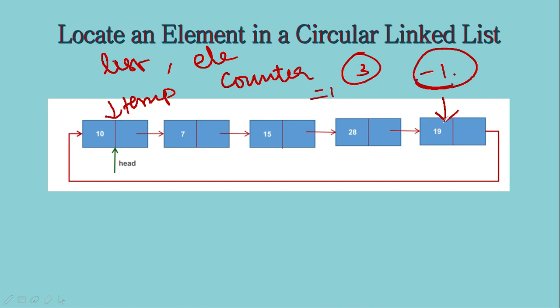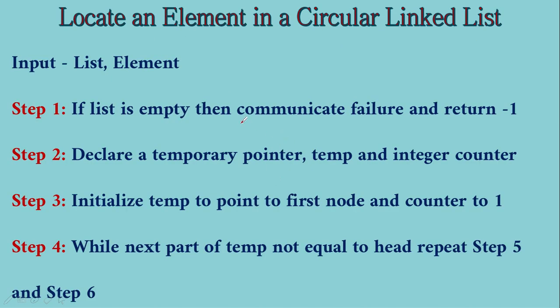So we come out of the loop and check if temp's data part is equal to the element we are searching for, and then we return counter. If none of these conditions are satisfied, then we return -1. The special case we have to consider is when the list is empty, where we have to communicate failure and return -1. Of course, -1 itself communicates the failure.